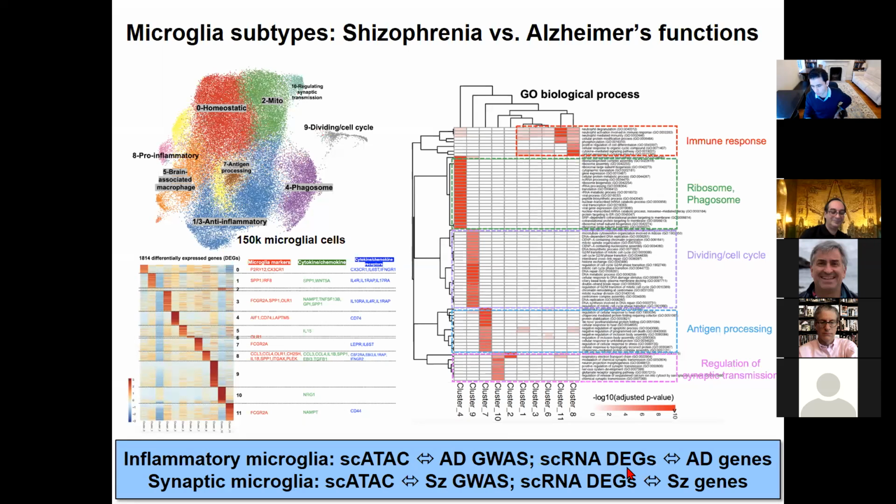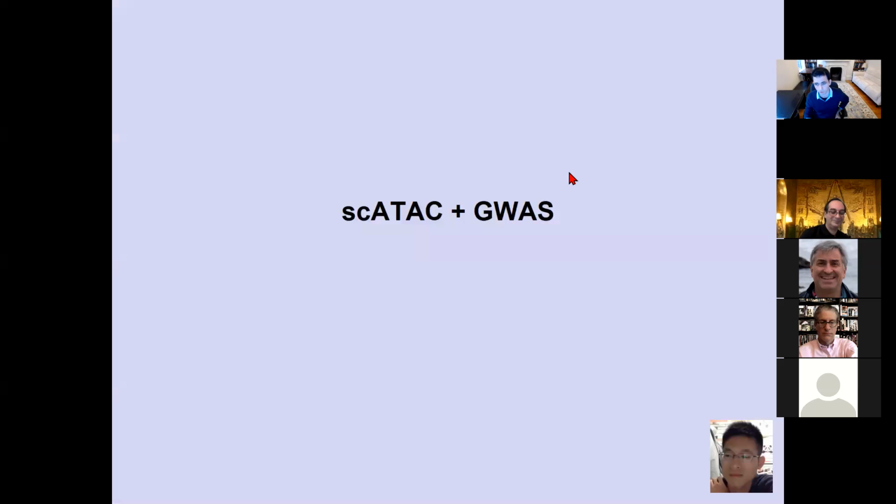And if you look at the differentially expressed genes using scRNA, you find that the inflammatory microglia show differentially expressed genes in Alzheimer's between AD and non-AD individuals, whereas the synaptic microglia show differentially expressed genes in schizophrenia, which is something very cool. So it seems that we can now take this microglial association and localize it specifically to inflammatory functions in AD, but synaptic functions in schizophrenia.